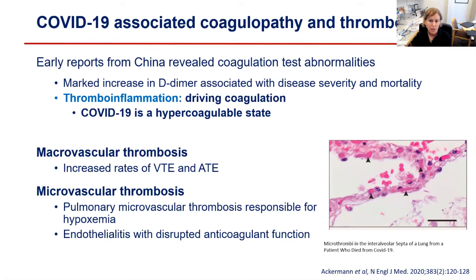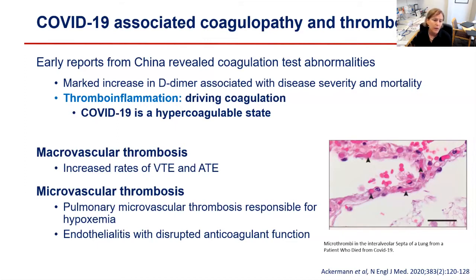And we watched early reports come out of China when this now pandemic was localized, and it was clear that increased D-dimer levels were associated with disease severity and mortality. We came to appreciate that spring that thromboinflammation, the crosstalk between activation of inflammation and subsequent activation of coagulation, was what was really driving this coagulopathy, and that COVID-19 is a hypercoagulable state.